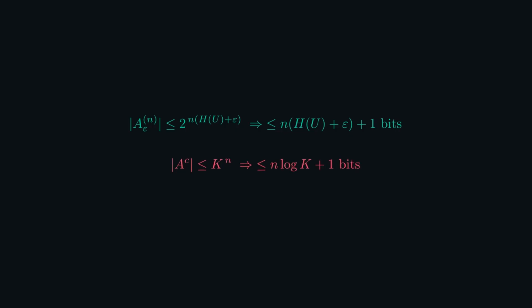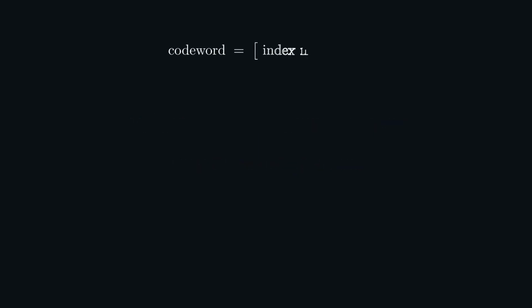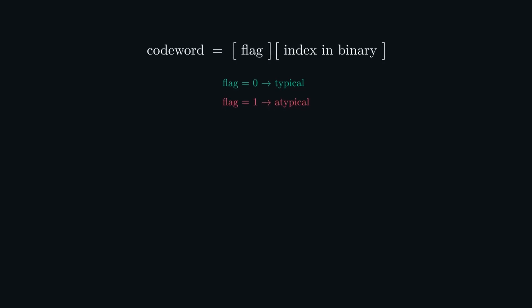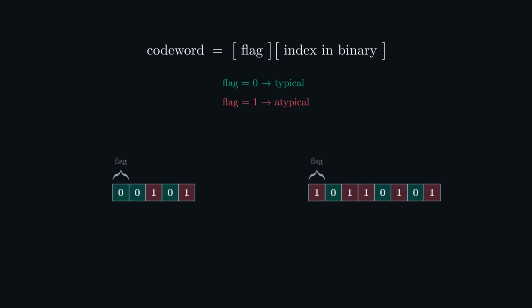To compress a sequence, we can simply convert the index for each sequence into a binary string. To differentiate between the sequences that are typical and atypical, we can add a flag bit of 0 at the beginning of all the typical sequences and 1 at the beginning of all the atypical sequences. This would help the decoder to know where to look when converting from the index to the full length sequence.